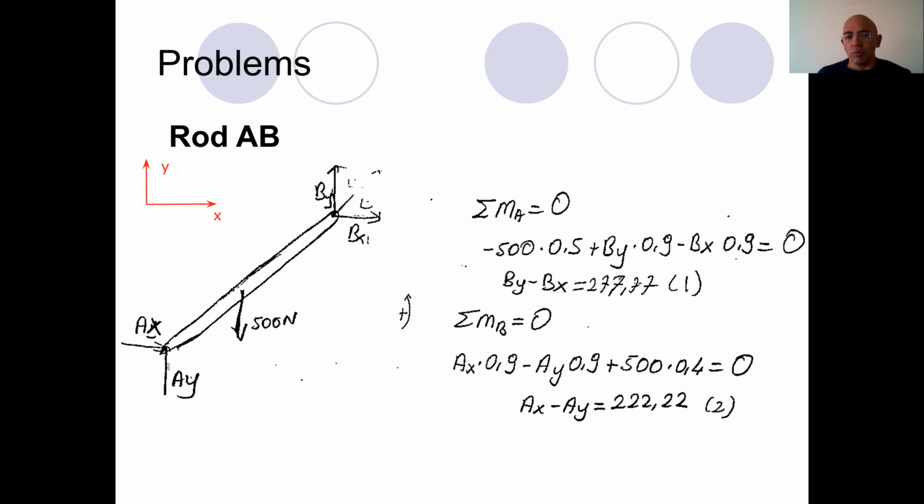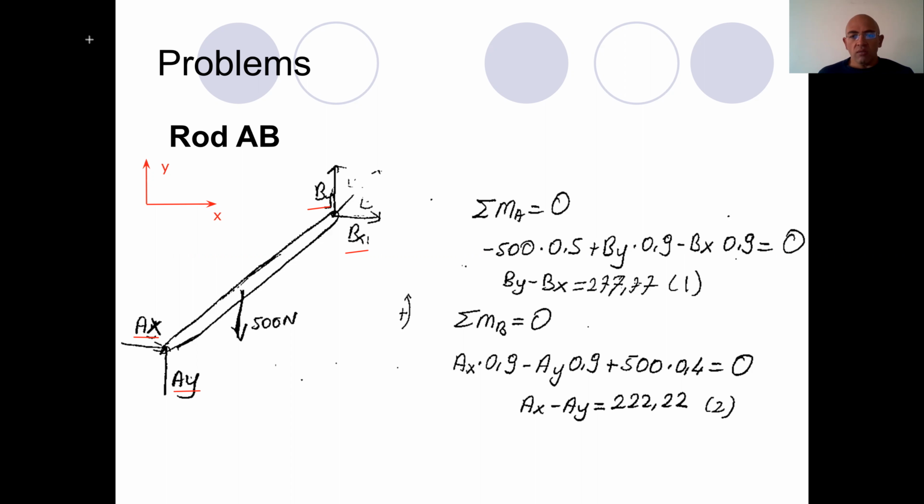Now we will write the equilibrium equations. As you see, we have four unknowns here. So we have the AX, AY, BY, and BX. X component of the force at B and Y component of the force at B, and then we have the Y and X component of the force A. We choose their direction arbitrarily. If we find the value negative, this basically means that the direction of the force is in the opposite direction.